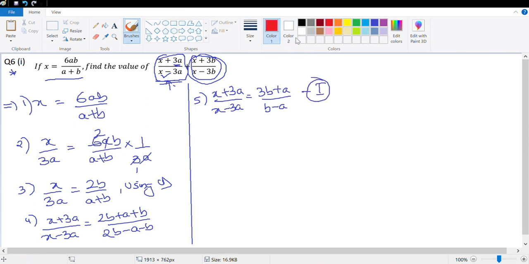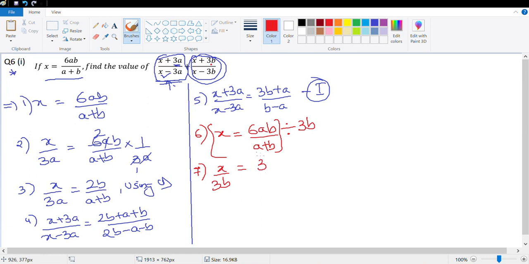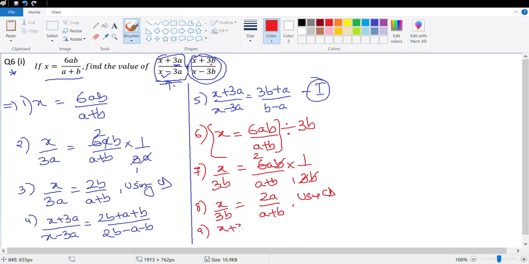And now I hope we realize that we need x upon 3b. So this time let's divide x by 3b. So we have x is equal to 6ab upon a plus b. Let's divide both sides by 3b. When I divide both sides by 3b, I get x upon 3b is equal to 6ab upon a plus b divided by 3b. b and b get cancelled, 3 1, 3 2, which means x upon 3b is equal to 2a upon a plus b. Again, using componendo and dividendo, we get x plus 3b upon x minus 3b is equal to 2a plus a plus b upon 2a minus a minus b.